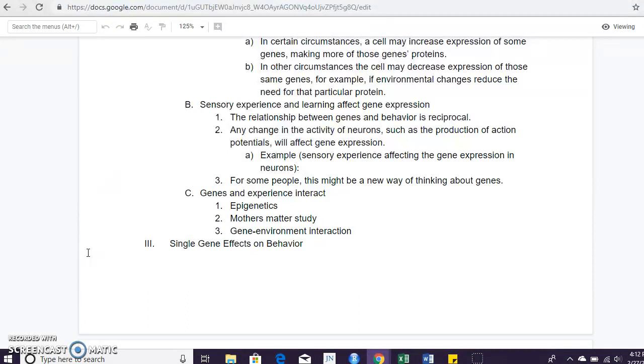And so this study is an example of a gene-environment interaction, which is the effect of the environment on gene expression.